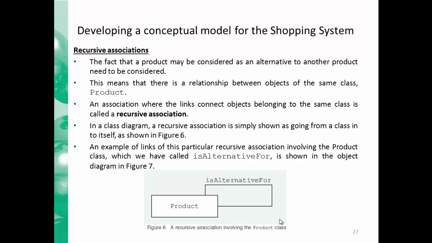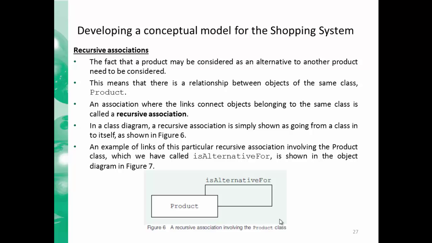Today we are learning a new term related to associations, which is recursive associations. To explain this important term, we consider the case that a product in the shopping system may be considered as an alternative for another product. It means you want to get a product and you cannot find that product, you may be advised to take an alternative product to replace it.